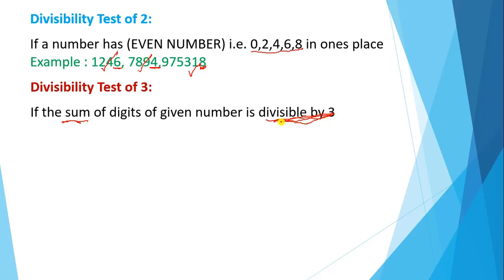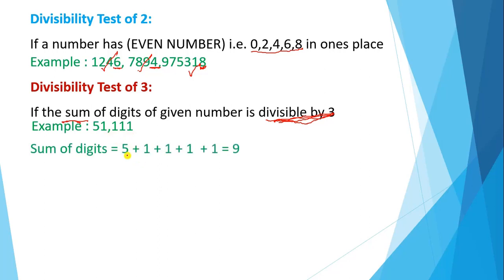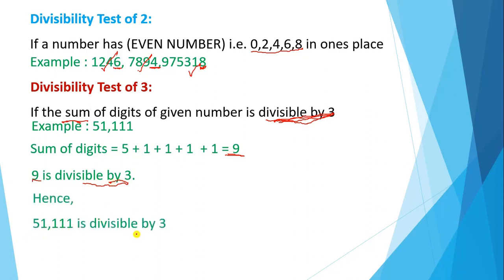Let's take an example. If you take an example of 51,111, first we'll find the sum of all the digits. We have 5 plus 1 plus 1 plus 1 plus 1. We got the sum as 9. This 9 is exactly divisible by 3, or we will say that 9 is a multiple of 3. Hence this full number is divisible by 3. 51,111 is divisible by 3.